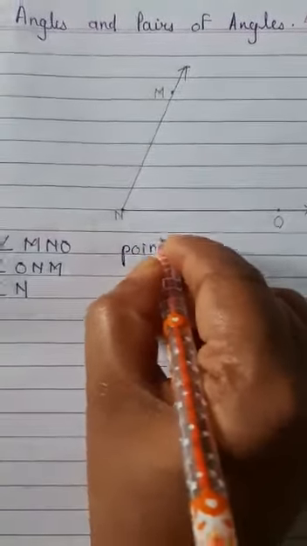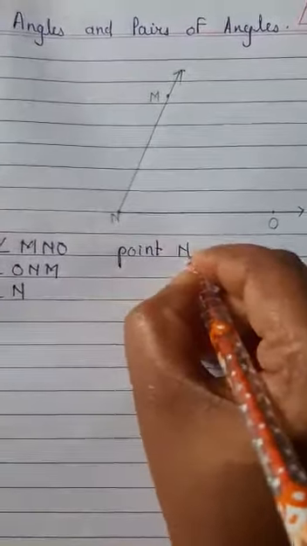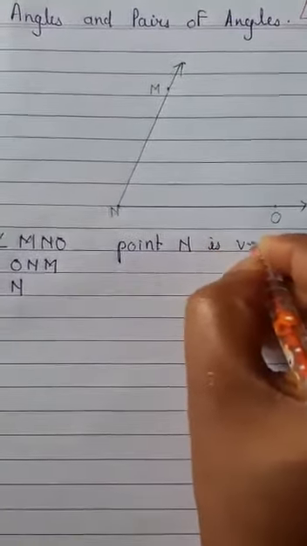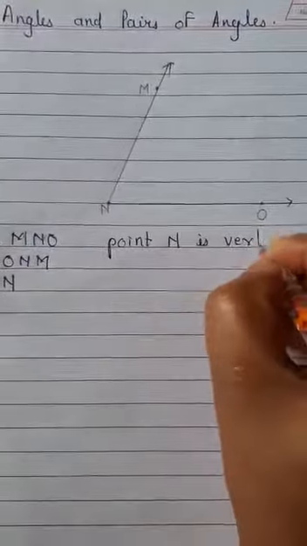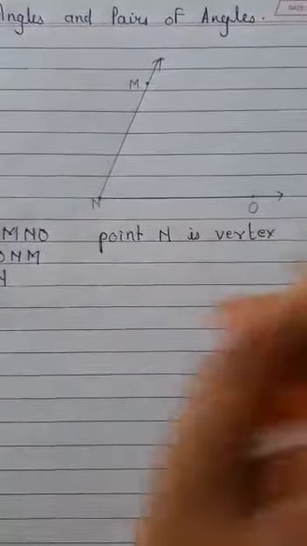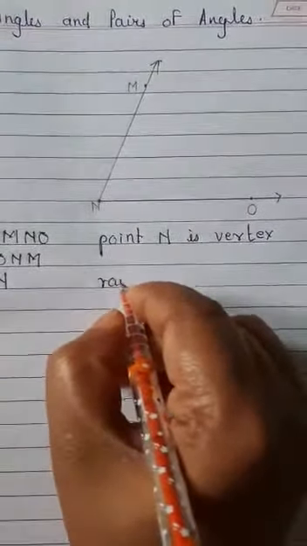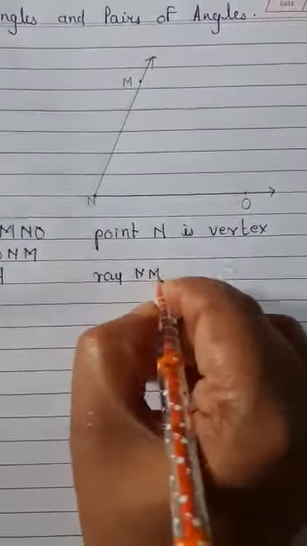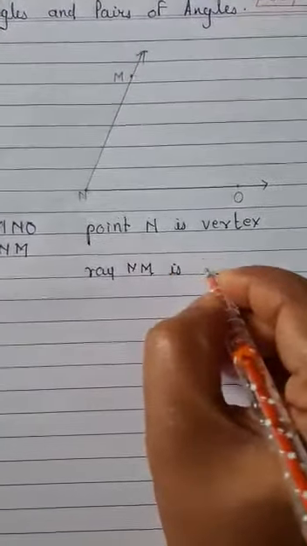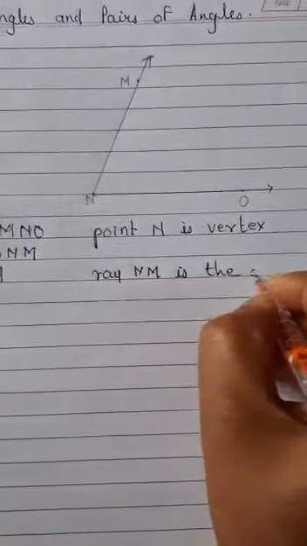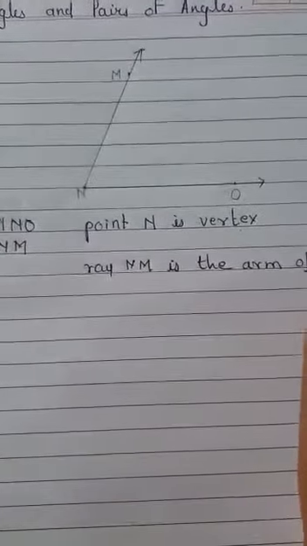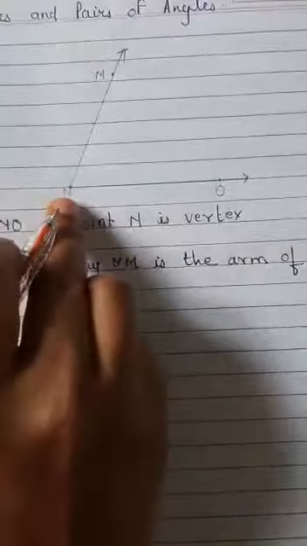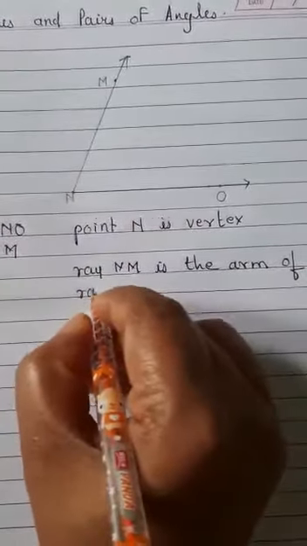Point N is the vertex of angle MNO. Then ray NM is one of the arms of the angle. Also ray NO is another arm of the angle.